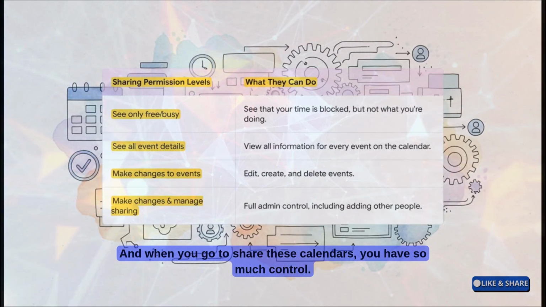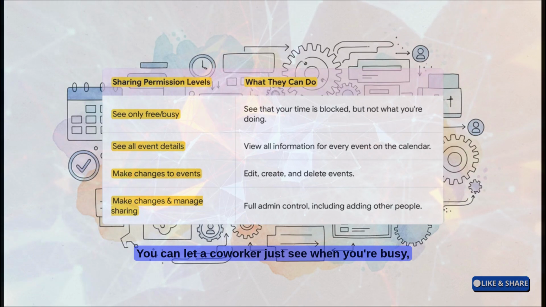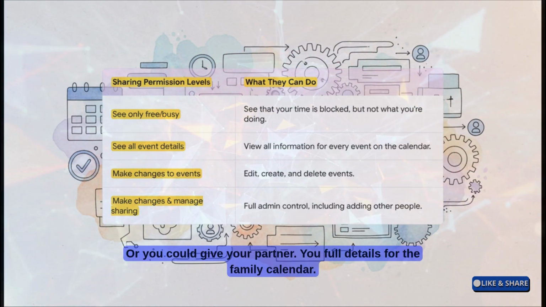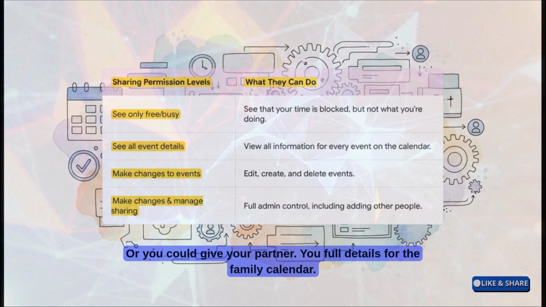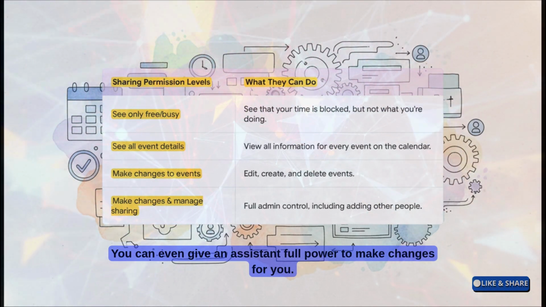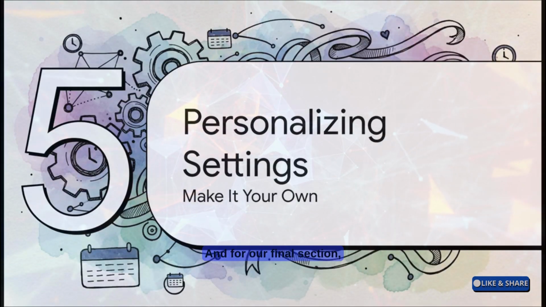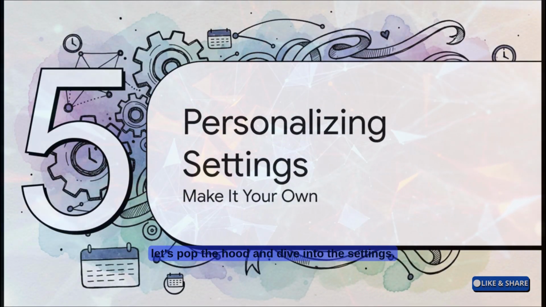And when you go to share these calendars, you have so much control. You can let a coworker just see when you're busy, but not what you're doing. Or you could give your partner full details for the family calendar. You can even give an assistant full power to make changes for you. It's super flexible. And for our final section, let's pop the hood and dive into the settings.